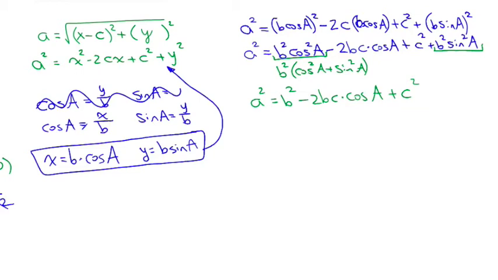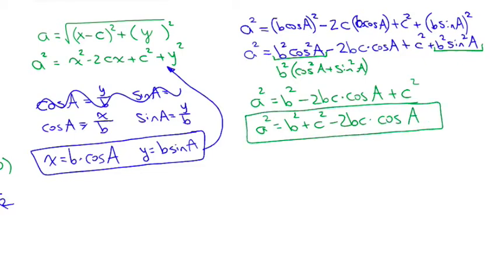So let me neaten it up a little bit. A squared equals b squared plus c squared minus 2bc times cosine of A. Law of cosines.